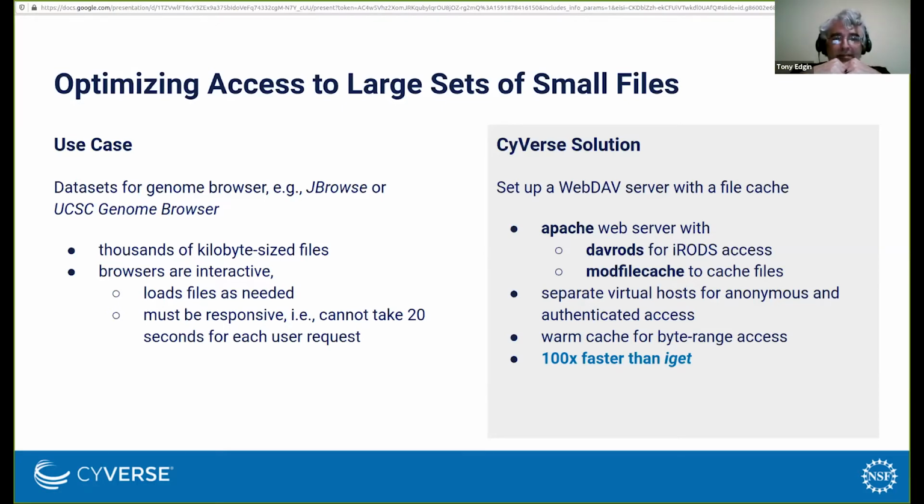One other thing, we noticed that a lot of the data served is publicly, anonymously available. So by separating out an anonymous virtual host, we have two DavRODS instances running, one for anonymous files and one for authenticated, and that anonymous file access performance improves too, because there's no authentication overhead. And we've noticed that this can be up to 100 times faster than just using iget to download the set of files.